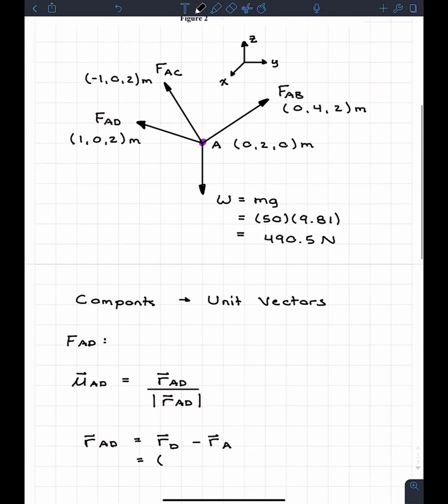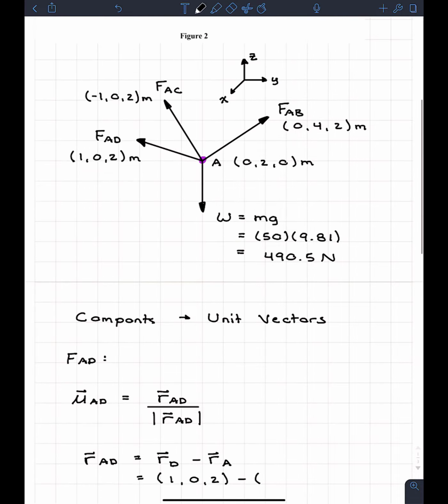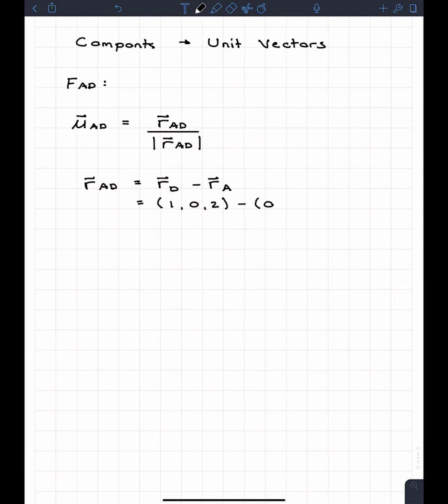So if we look up here, we have the coordinates of D. It's 1, 0, 2. So 1, 0, and 2. And we're going to subtract the coordinates of A, which are 0, 2, 0. So we find that RAD is going to be equal to, and then I can put my squiggle brackets because it's going to be a position vector. And what we're going to find is equal to 1 in the I, minus 2 in the J, and then plus 2 in the K direction. And the squiggle brackets and the units of meters.